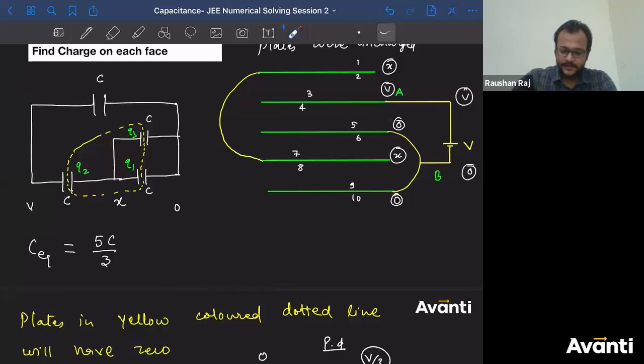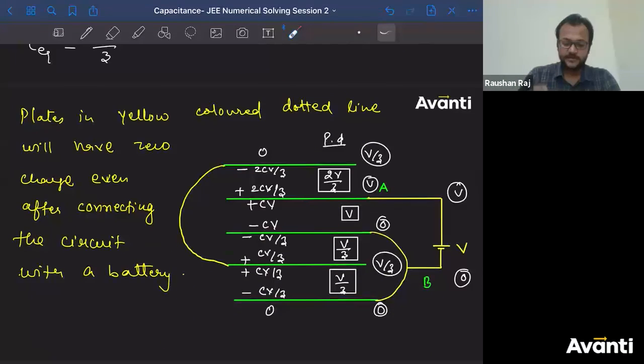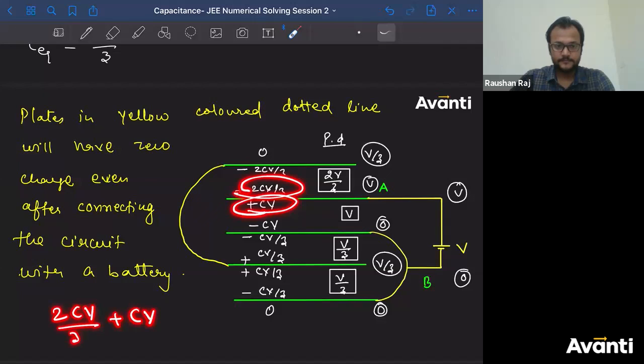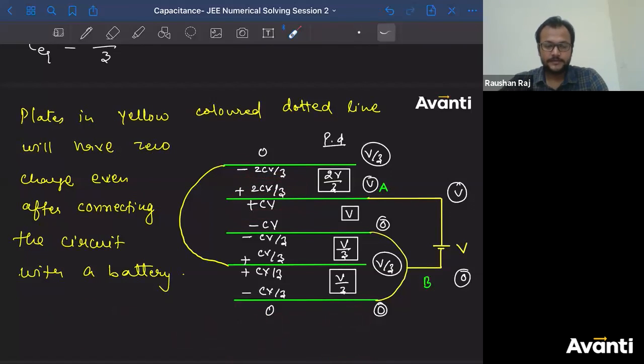See how. Battery is connected to this plate. So this plate must get 5 CV by 3 as the answer. Total charge on this plate must be 5 CV by 3. Check out whether you are getting it or not. Second plate must get 5 CV by 3. This is the second plate. What did you get? 2 CV by 3, CV. Add them. Did you get it or not? Did you understand? So this is also necessary for verification. All right, very good. Look ahead.